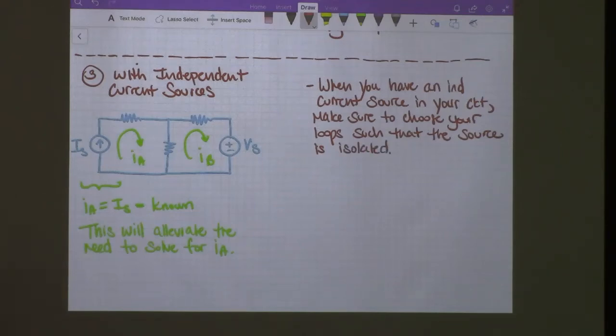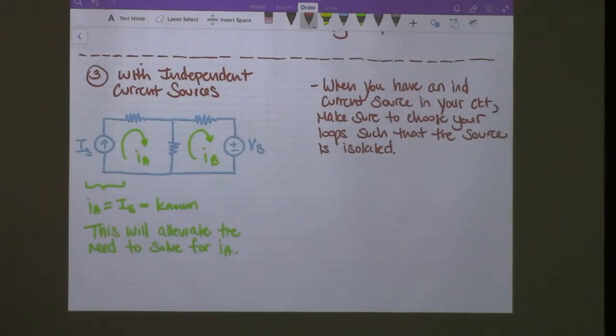What do I mean such that the source is isolated? So I said when you have an independent current source in your circuit, make sure to choose your loops such that the source is isolated.